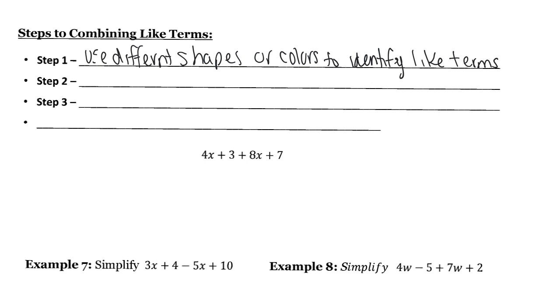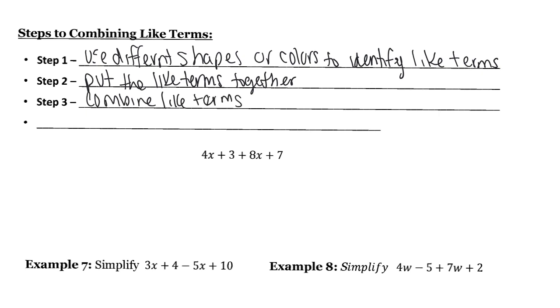So what I mean by that is anything with a like term, we're going to use either the same colors, which is what I'll probably do, or if you want to use the same shapes, that works too. Then we're going to rewrite the expression and put the like terms together. So after a while, step 3 is really where you're going to start. So once we put the like terms together, now we're going to combine them. Combine like terms. And what I mean by that is do the operations between them.